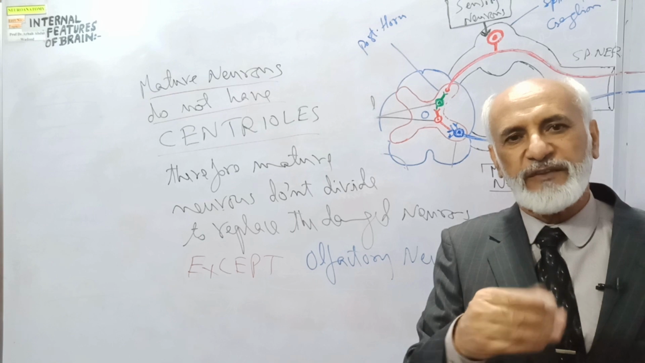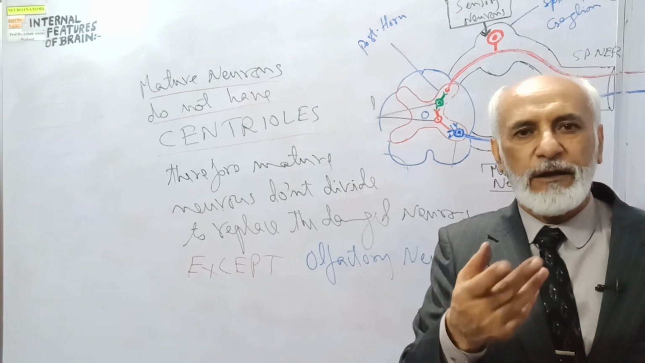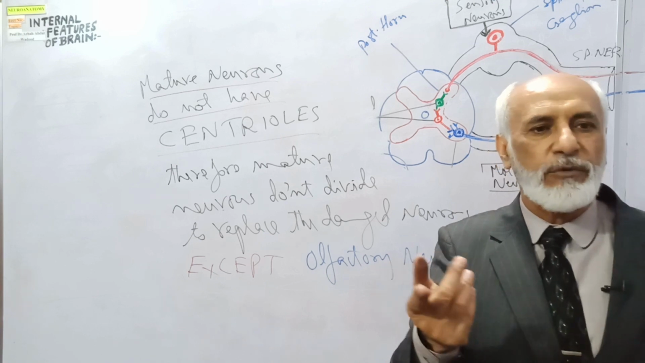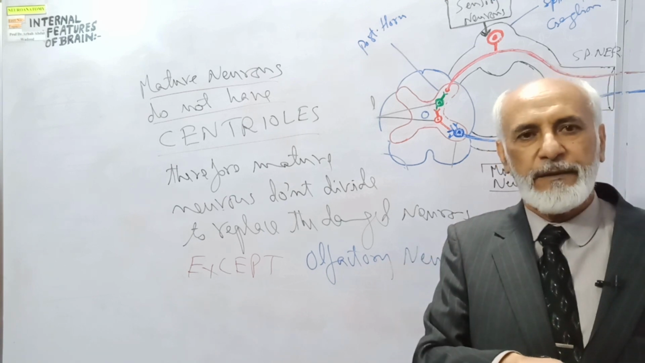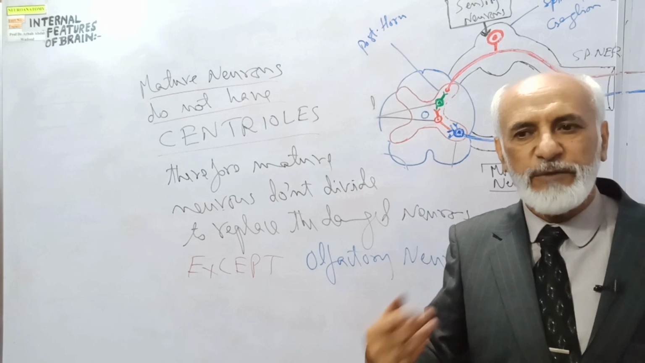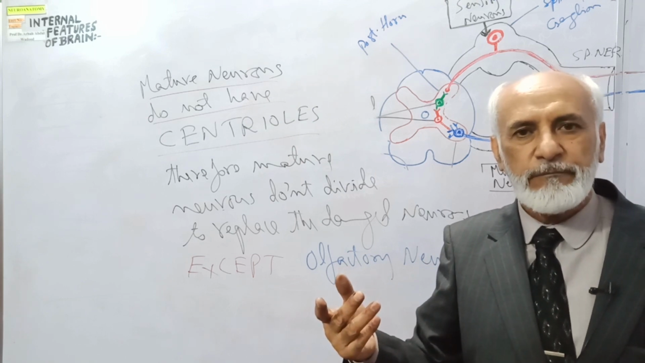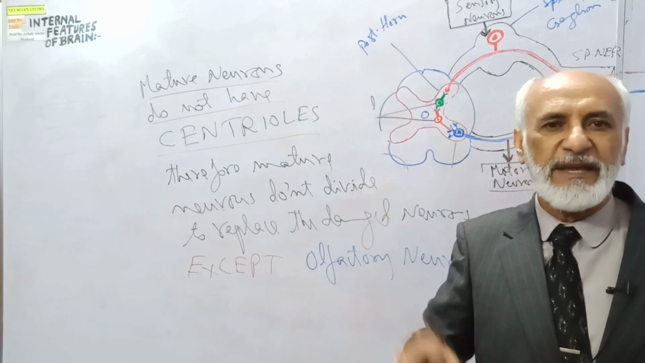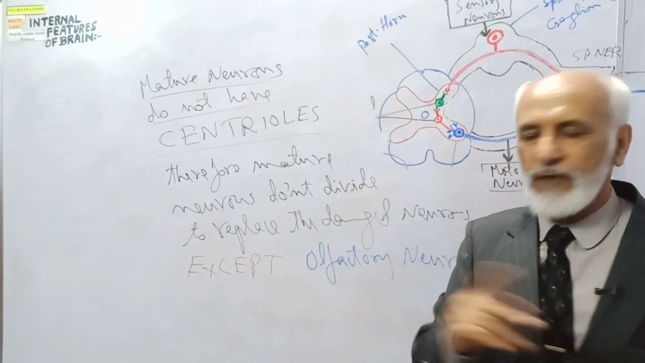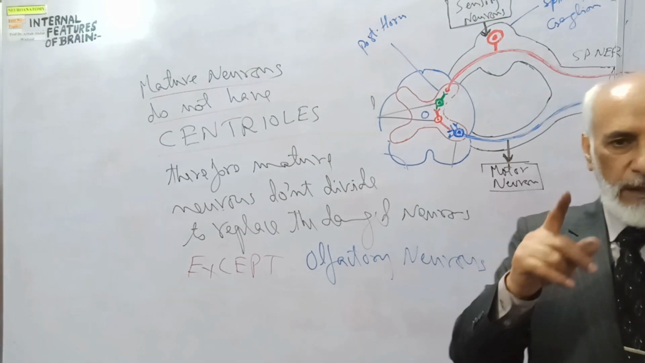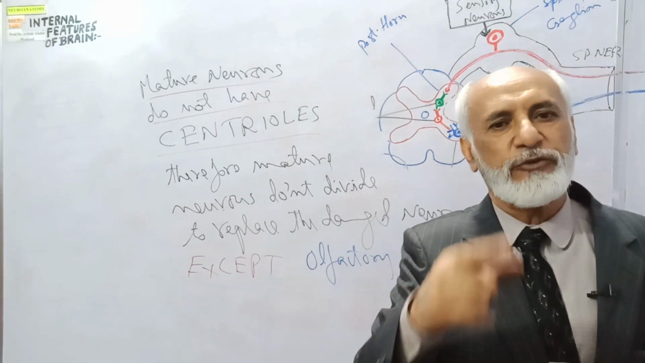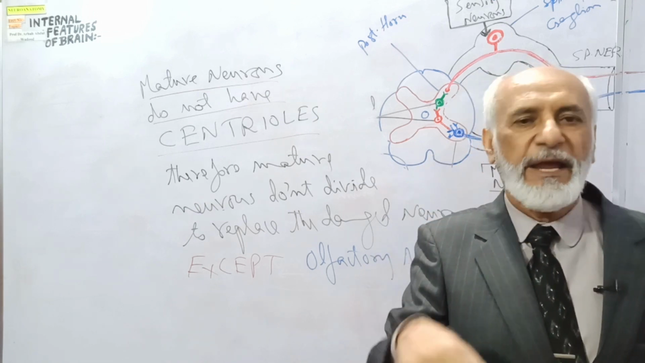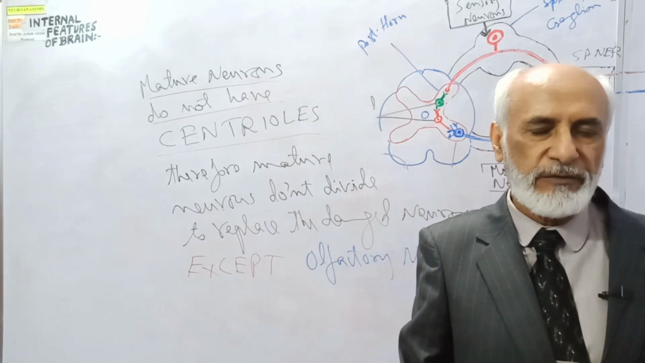The olfactory neurons have a lifespan. Olfactory neurons do not remain alive for more than 2 months. After 2 months, the mature olfactory neuron is damaged. It dies. It is replaced by existing mature olfactory neurons. Why? Because the mature olfactory neurons are the only mature neurons which retain centrioles. They can divide and replace the dead olfactory neurons.